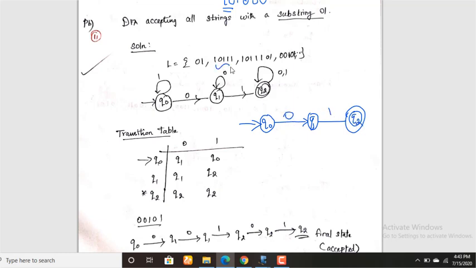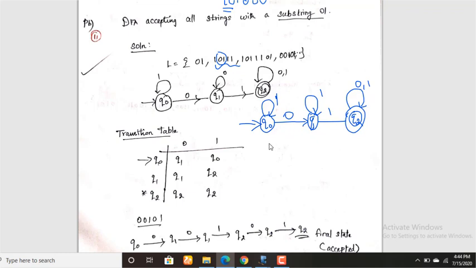Next, consider strings like 0 1 1 0 1 1 1. For 1, make it a self loop. You won't bother about the count of 1s, just make it a self loop. At q0, 1 retains in the same state. On receiving 0 it goes to q1, on receiving 1 it goes to q2, on receiving 1 again it retains in the same state, and on receiving one more 1, again the same state.